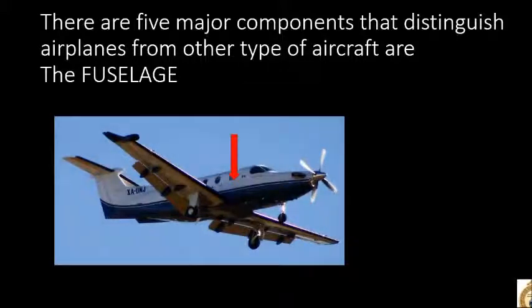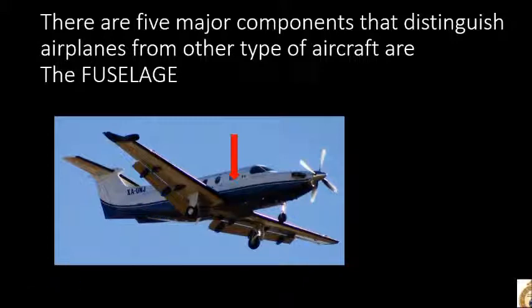Why do we care? What's the difference? Well, we have to be able to distinguish airplanes from other types of aircraft. And to jump right in, the fuselage is the main part of the airplane. Normally, it's the main part of the airplane. We have our occupants, our pilot, aircrew, cockpit, people, cargo.